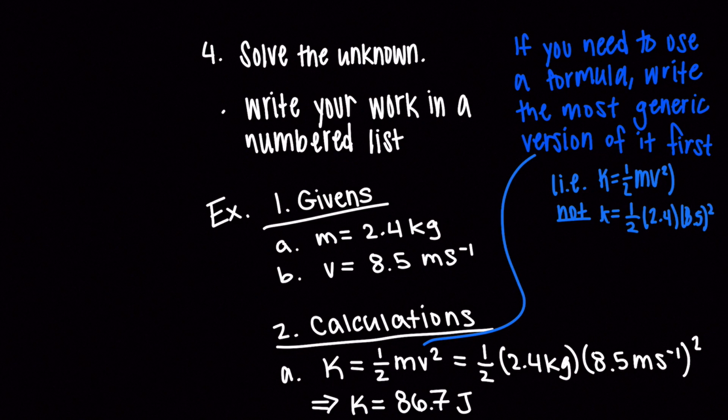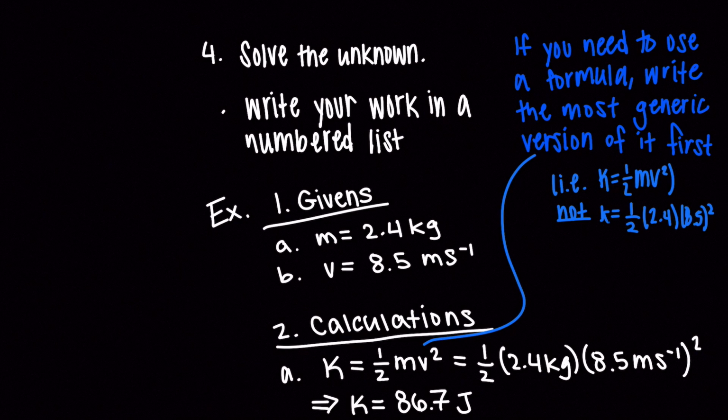What I like to do is write my work in a numbered list. That way, it's easier for me to see what I'm working with. Especially if I'm on a test and I'm crunched for time, it's going to be easier to look back at a clean roadmap of what I'm solving for. I always like to start by writing number 1, givens, and then writing that below with subpoints A and B with whatever my givens are.